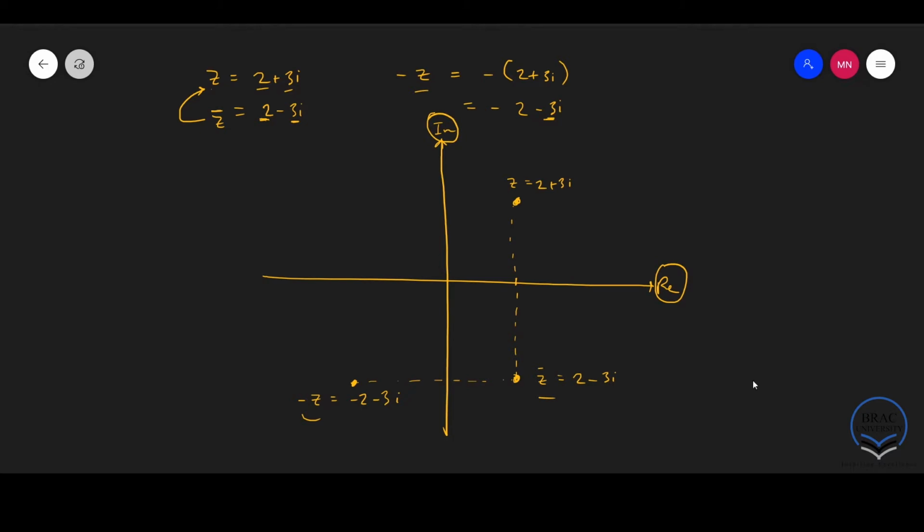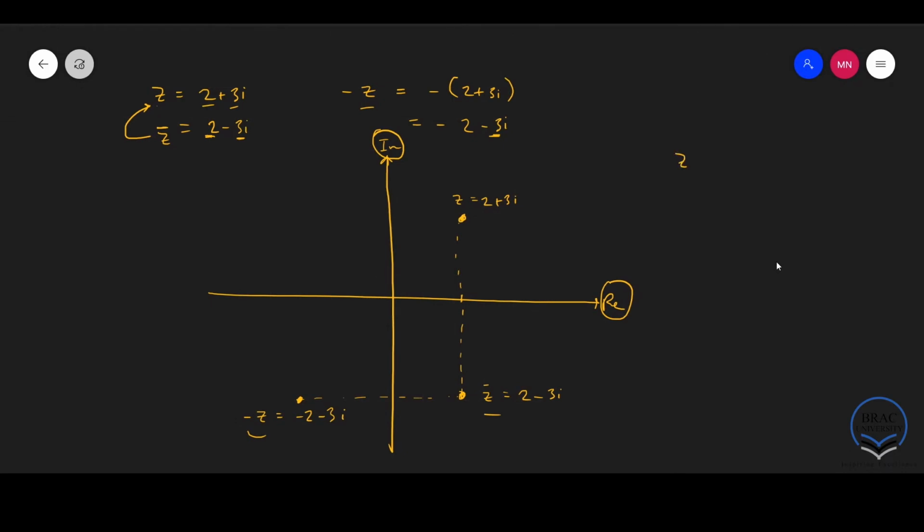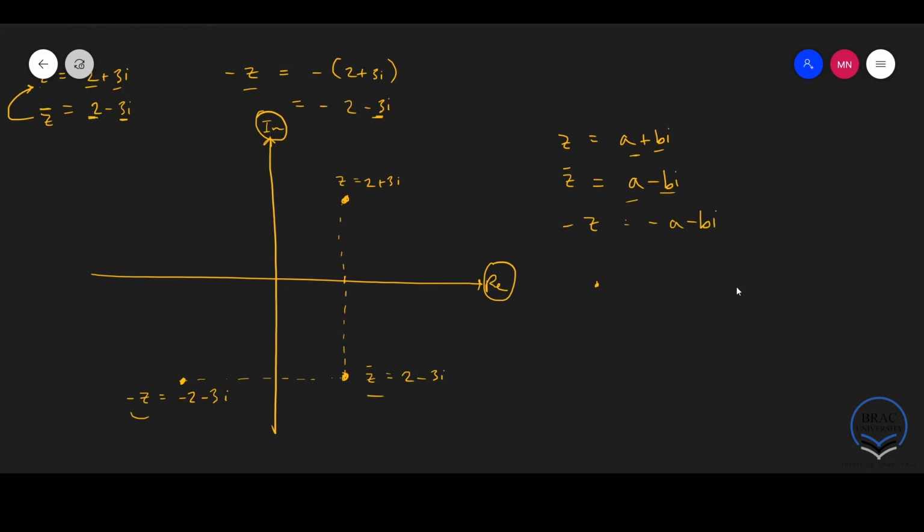Now, is this the case for all complex numbers? Does this hold true in general? So let's consider z is equal to a plus bi, some arbitrary complex number. Then z bar is a minus bi. Minus z is minus a minus bi. So we can see that once again, z and z bar have opposite imaginary parts but the same real parts. So in general, we can say that in a complex plane, the points z and z bar are just reflections of each other over the real axis. Right? And similarly, z bar and minus z are just reflections of each other over the imaginary axis.